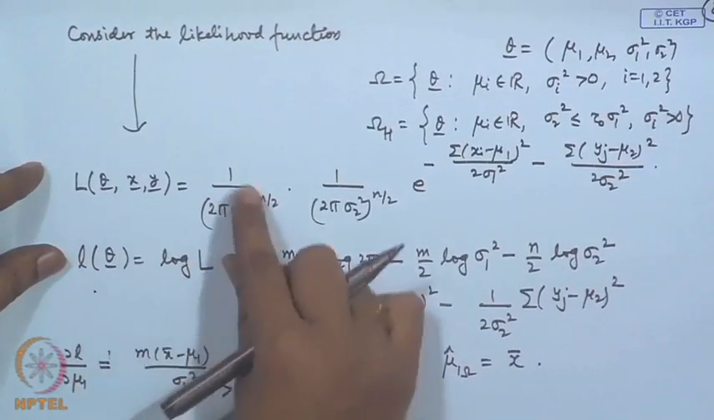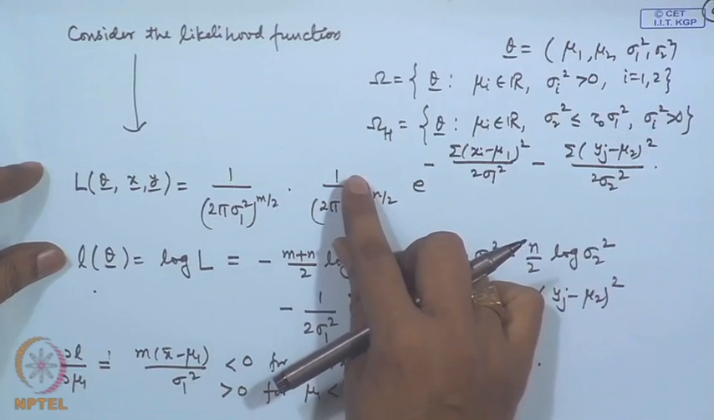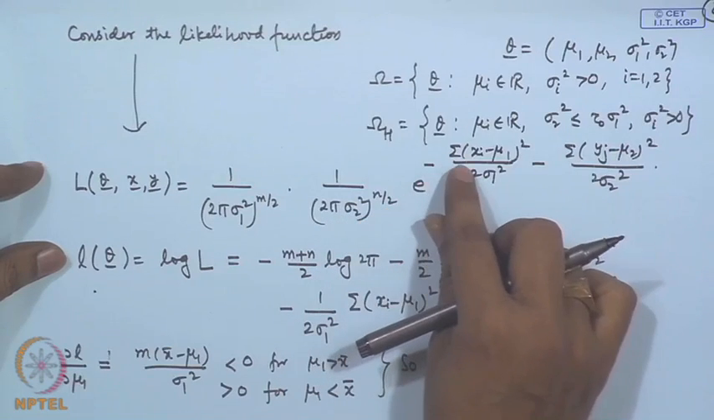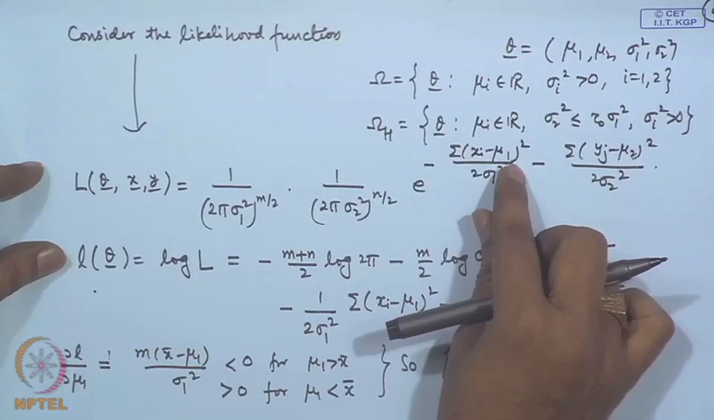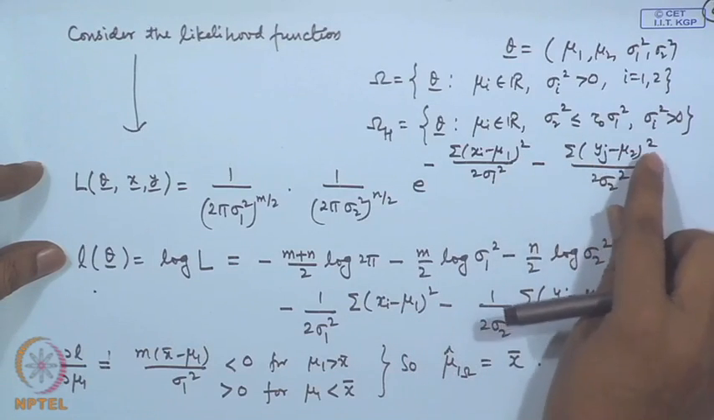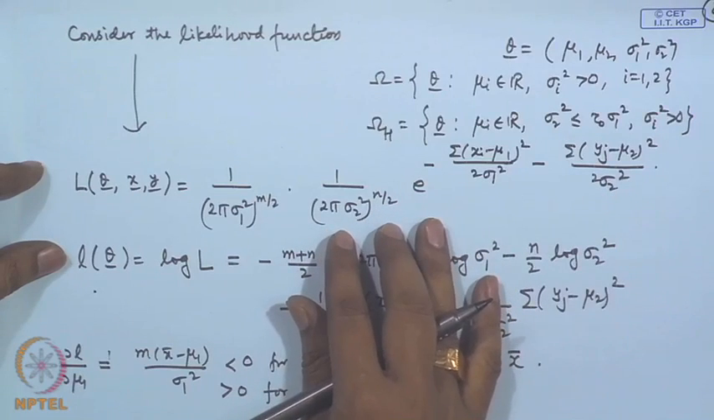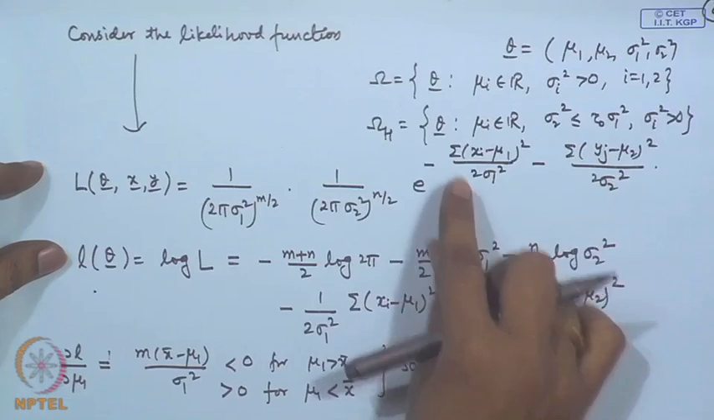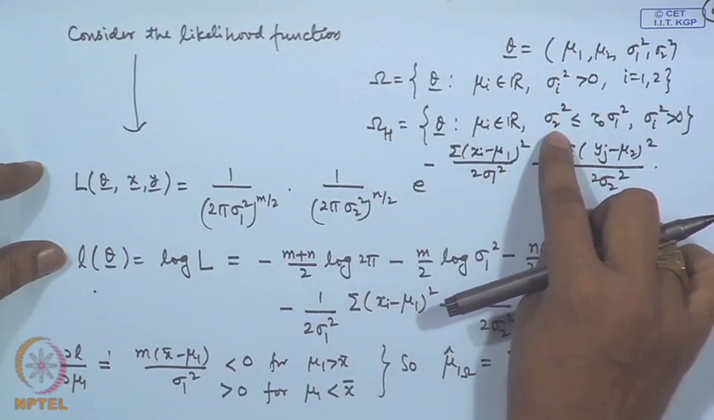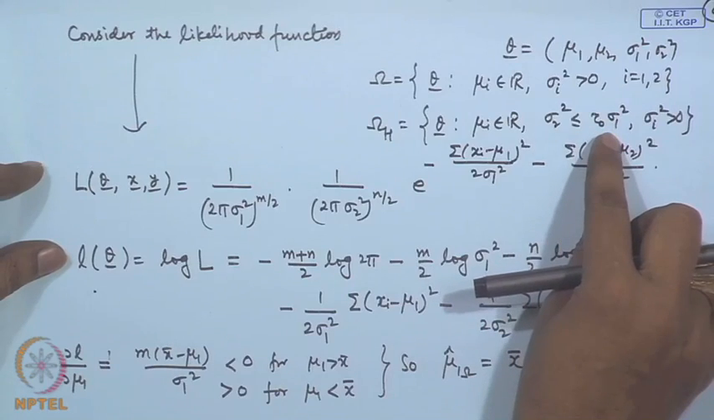The likelihood function is given by 1 by 2 pi sigma 1 square to the power m by 2, 1 by 2 pi sigma 2 square to the power n by 2, e to the power minus sigma x i minus mu 1 square by 2 sigma 1 square minus sigma y j minus mu 2 square by 2 sigma 2 square. In the previous problem, I considered the maximization of this likelihood function over omega and omega h. Now, in that case omega h was sigma 2 square less than or equal to tau naught sigma 1 square.